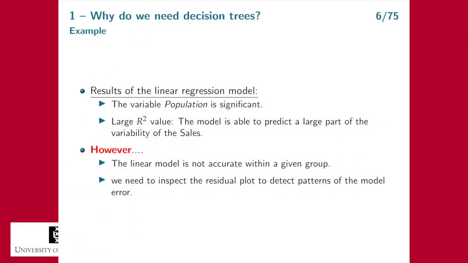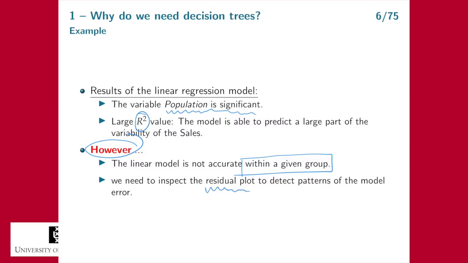Based on the results of the linear regression model, we find that the population is significant. The variable population is important for our model. We get a large R squared value, so that all looks very promising. However, the linear model is not accurate inside a group. If you have a look at the plot with the data, you see that the means of each group lie more or less on that linear model, the red line, but once we are inside the group, that linear model does not really perform very well. So we need to inspect the residual plot.